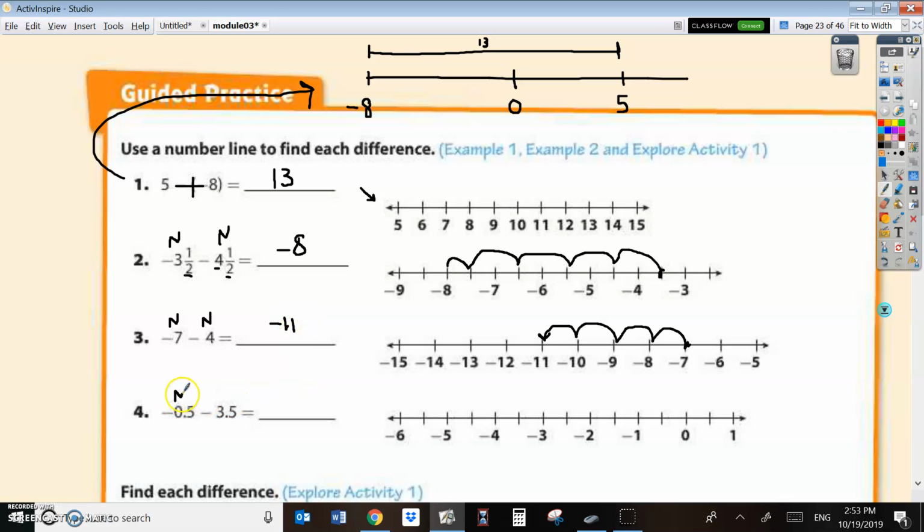This is starting negative and going negative, starting at 0.5. So you could work a number line, or you could do it a different way, but I'll start with negative 0.5 here on the number line, and then I'll go 1, 2, 3.5, down to negative 4.